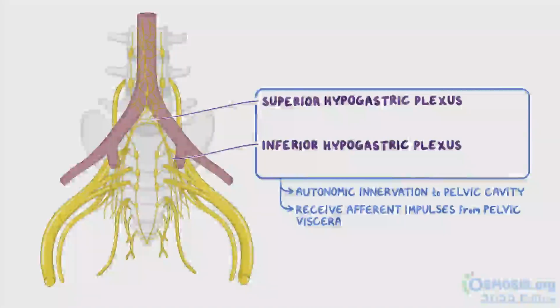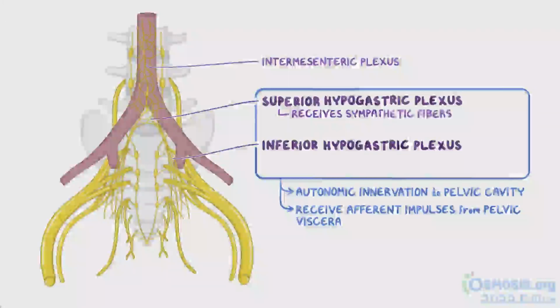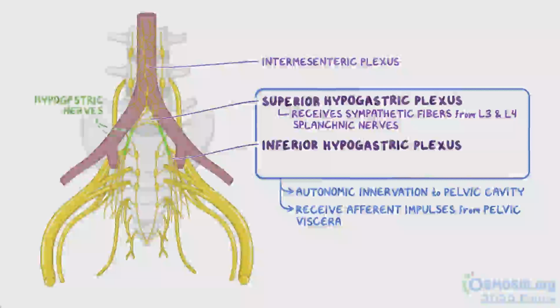Now, the main part of the superior hypogastric plexus actually continues from another plexus called the intermesenteric plexus. The superior hypogastric plexus receives sympathetic fibers from the intermesenteric plexus by L3 and L4 splanchnic nerves. The superior hypogastric plexus lies inferior to the bifurcation of the aorta, descends and enters the pelvis, and then it divides into the right and left hypogastric nerves, which run along the anterior surface of the sacrum and eventually end up lateral to the rectum.